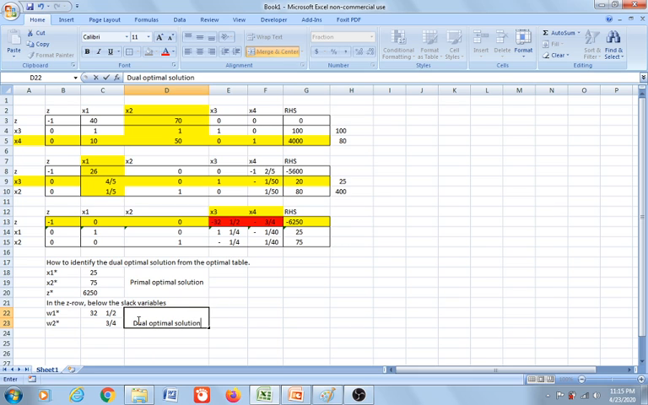What is the value of z star of the dual? As I explained previously, when the primal is optimal, then the dual is also optimal, and the value of z star is the same. So the value of z star for the dual should be the same as the value of z star for the primal, which is 6,250.